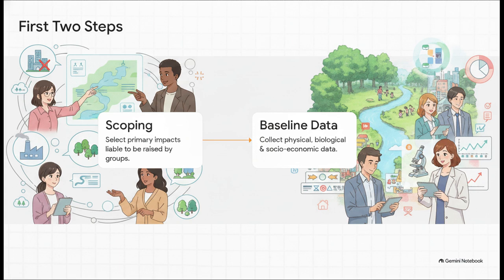Once that scope is locked in, we move to step 2, which is baseline data. This is where analysts gather all the relevant data about the existing physical, biological, and socioeconomic conditions. We are essentially establishing the before picture, so we can accurately measure any changes caused by the project later on.